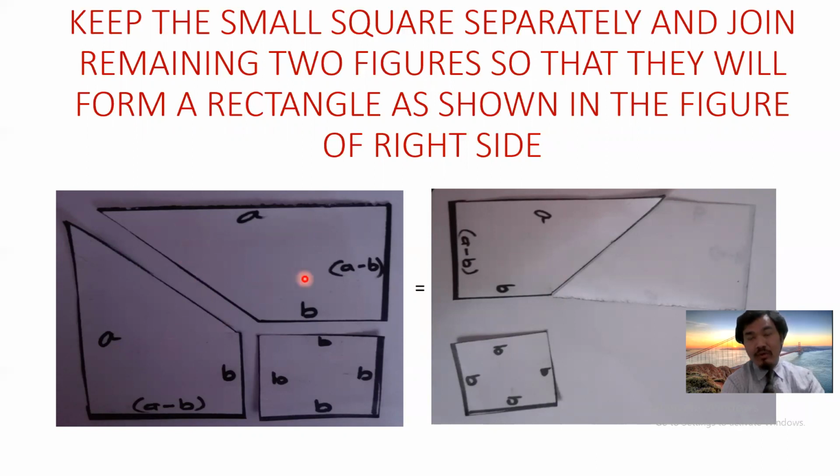This figure, turn this page, and join this and this. Look how I have shown here. This is the figure of this piece, and this is the piece of this one figure. This is kept here, and this figure is kept here.